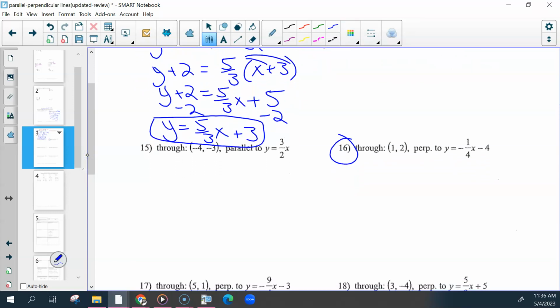The last one is perpendicular. So that means we have to change the slope before we do anything else. What would our new slope, or the slope that's perpendicular to this, be? Positive 4. Flip it, make it positive. So then we don't need any of that. Then we could continue. We have our x1 and our y1. It's going to be minus no matter what. So y minus 2 equals 4 times x minus 1.